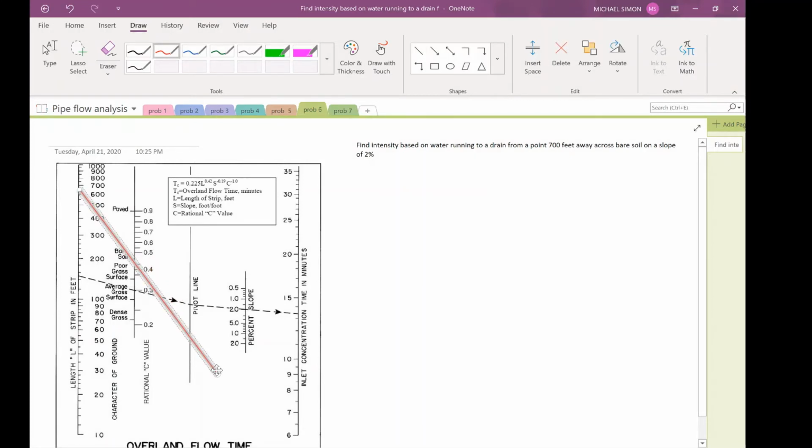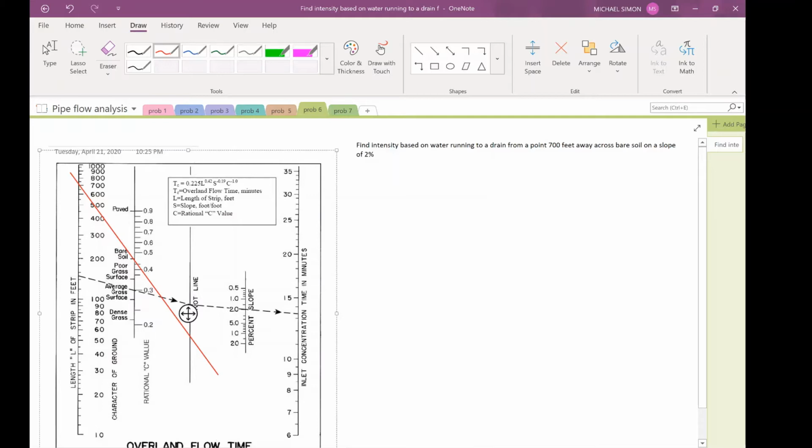And we have to get across that pivot line. So that looks pretty good. Okay, we hit the 700 feet on the length of the strip in feet. We went right through the bare soil and we come to the pivot point. At that pivot point, we now have to cross through whatever the percent slope of that land is.